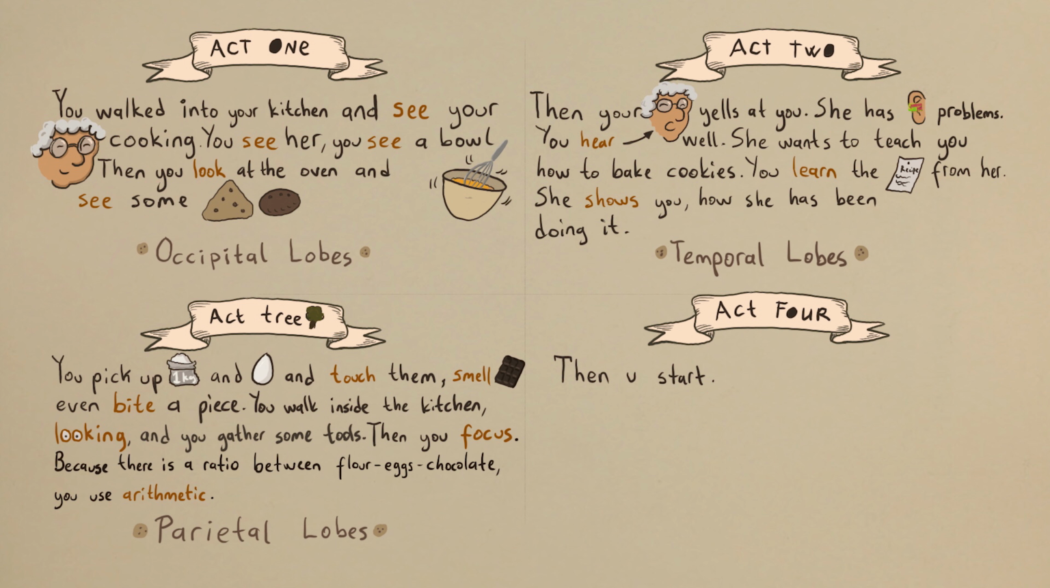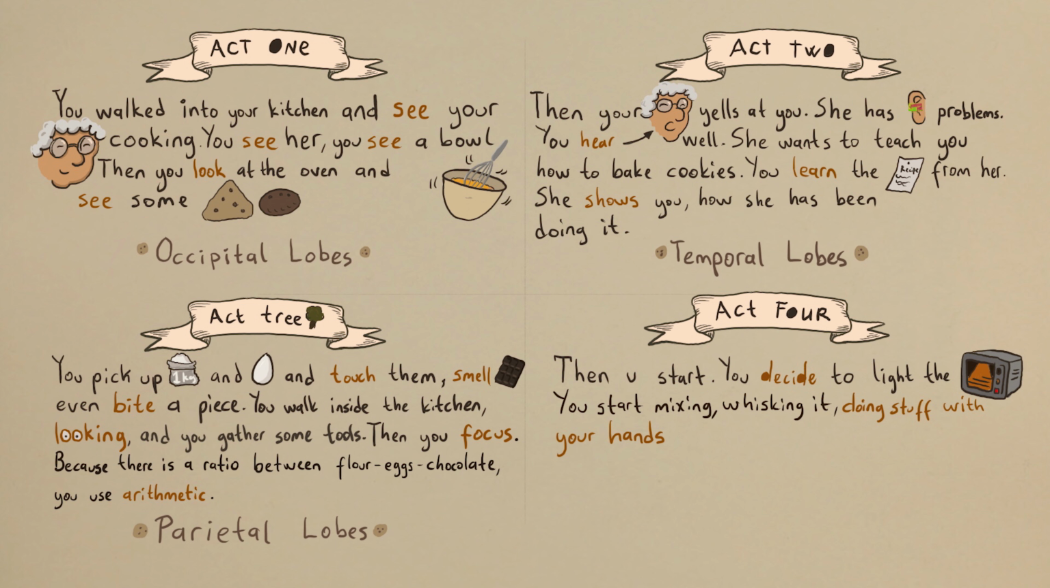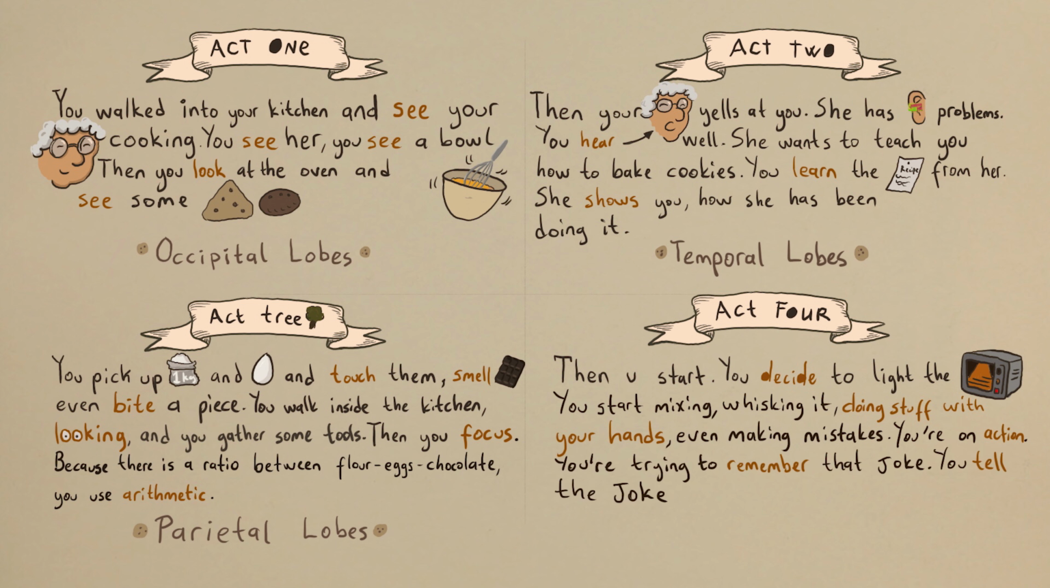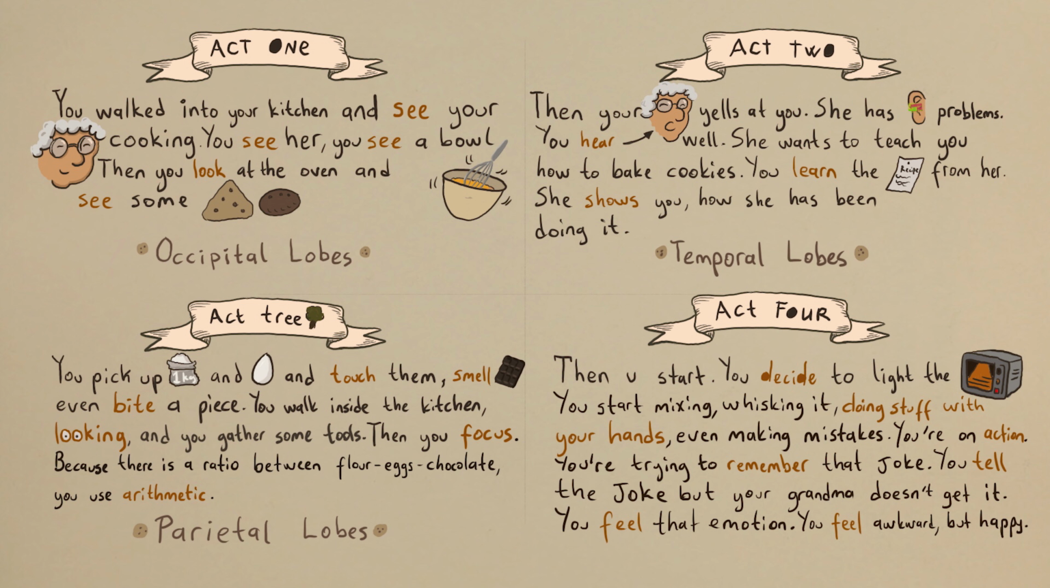Then you start. But first, you decide to light the oven beforehand, so it would be ready. You start mixing ingredients, whisking it, doing stuff with your hands, even making mistakes. You are just in action. While doing it, you are trying to remember that joke you had heard years ago about cookies, so you can tell it to her. Then you tell the joke, but your grandma doesn't get it. You feel that familiar emotion when nobody laughs at your stupid joke. You feel awkward, but happy, because it is such a beautiful moment you share with your grandma.